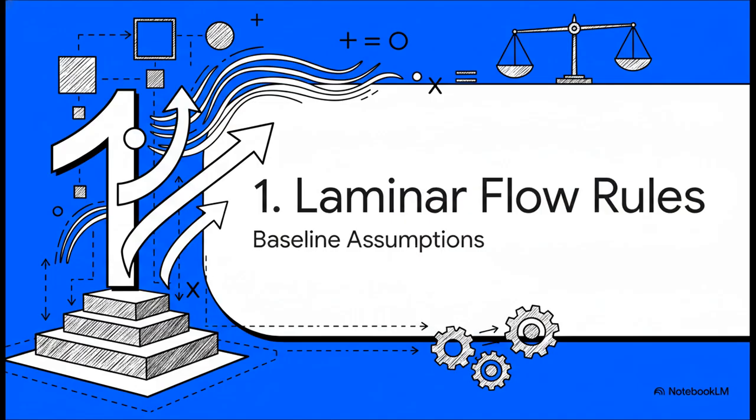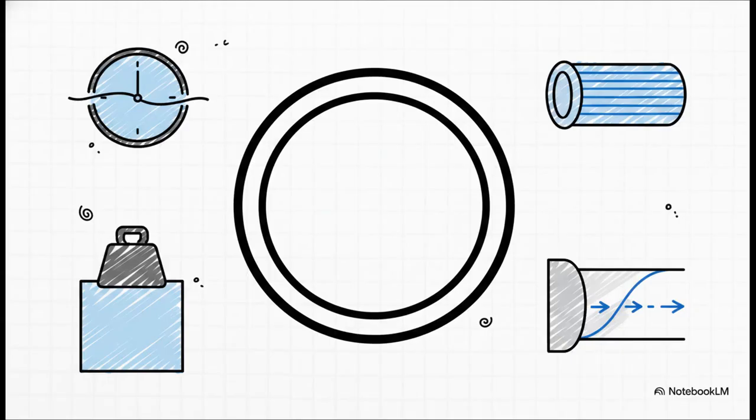Okay, Section 1. Laminar flow ground rules. The baseline assumptions. Before we can use any of the elegant math in this chapter, we've got to set our baseline rules. Seriously, without these, our equations just completely fall apart. For our specific analysis of straight circular pipes to actually work on your exam, you must mentally check off these 4 mandatory conditions. Number 1, the flow has to be steady, meaning things aren't changing as time ticks by.